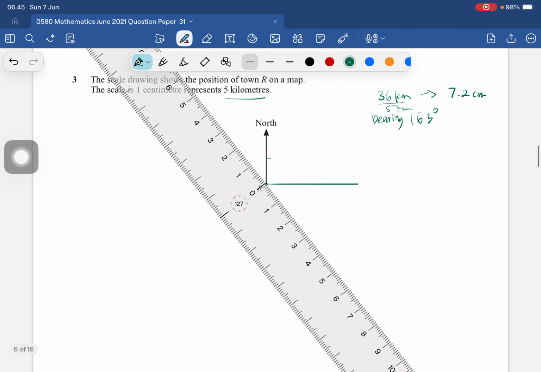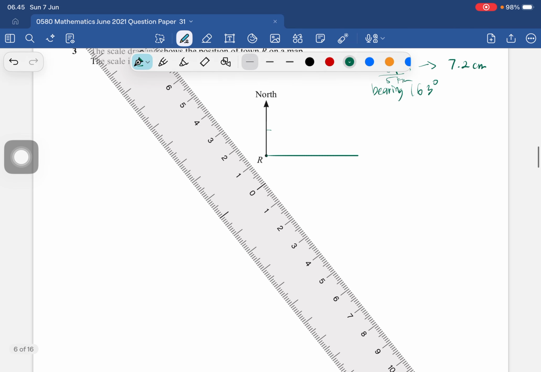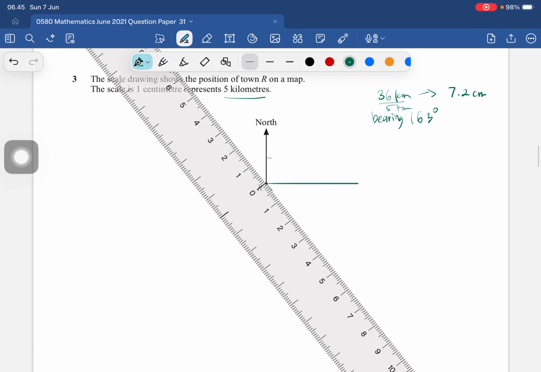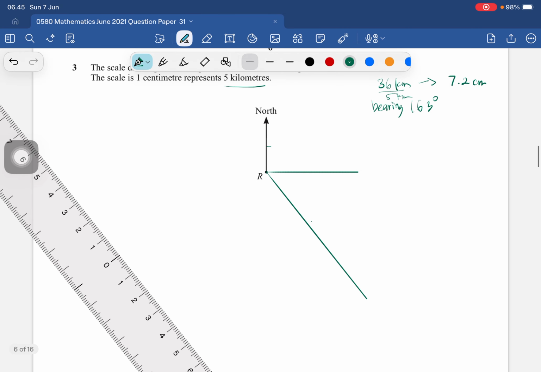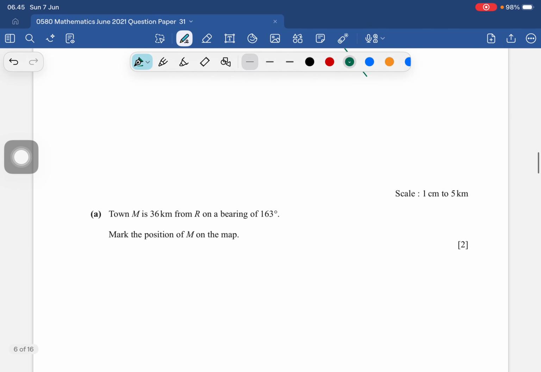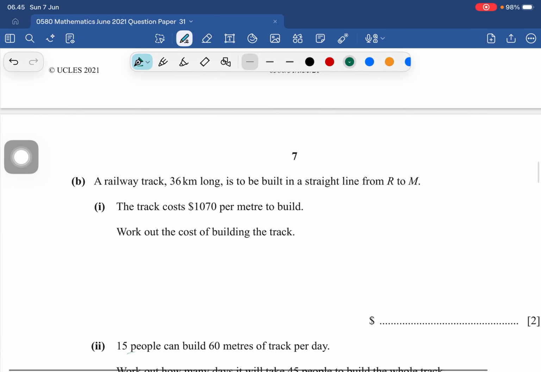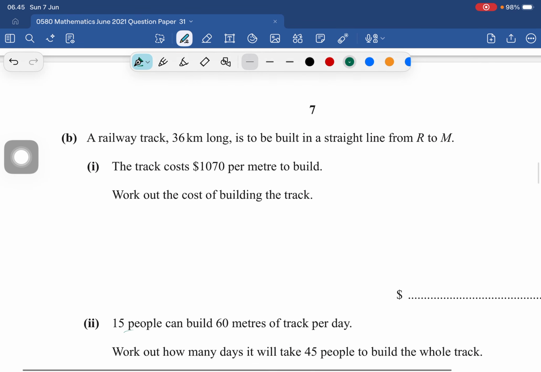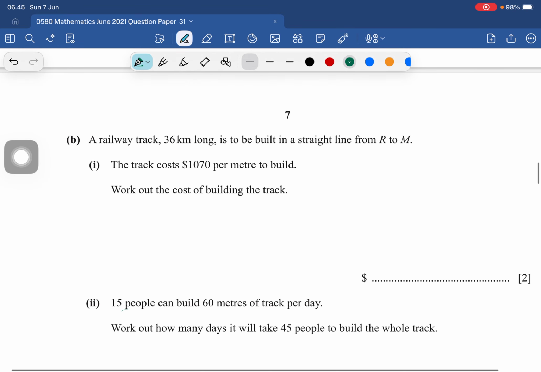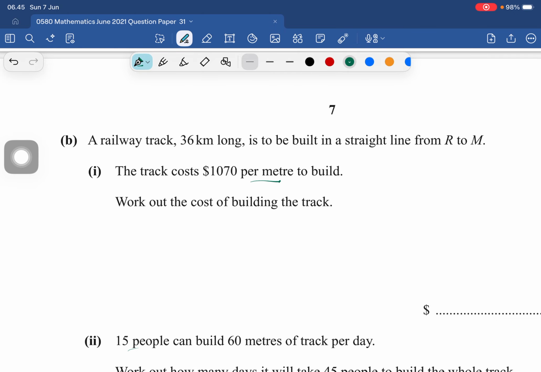We need 7.2, so here is 7.2 centimeters, or 36 kilometers. A railway track 36 kilometers long is to be built in a straight line from R to M. The track cost is per meter, so let us change it first into meters. 36 kilometers multiplied by 1000 gives 36,000 meters.